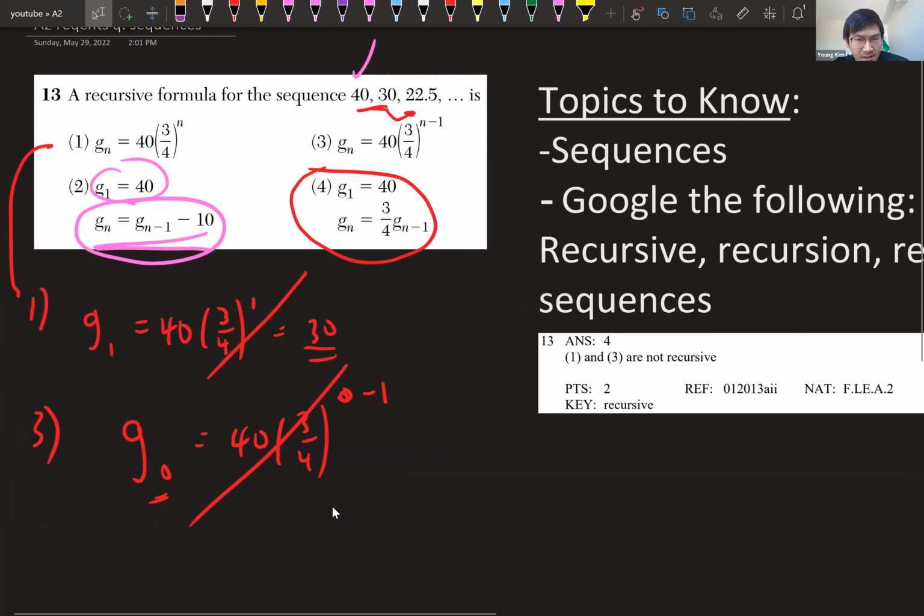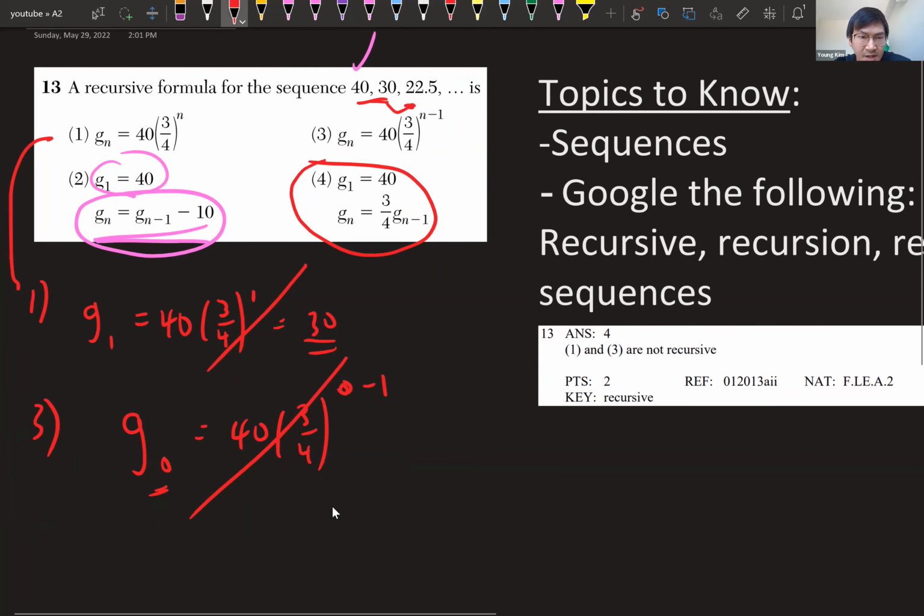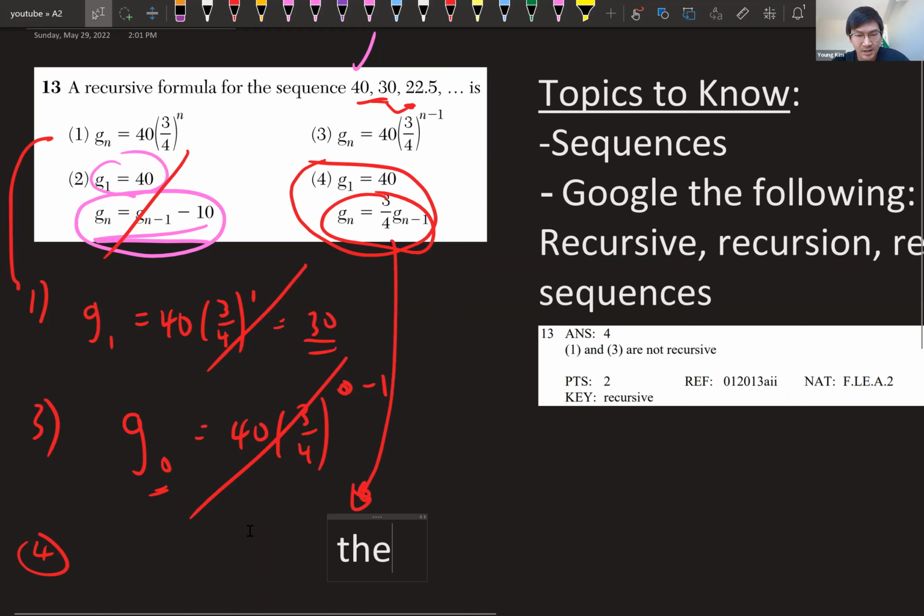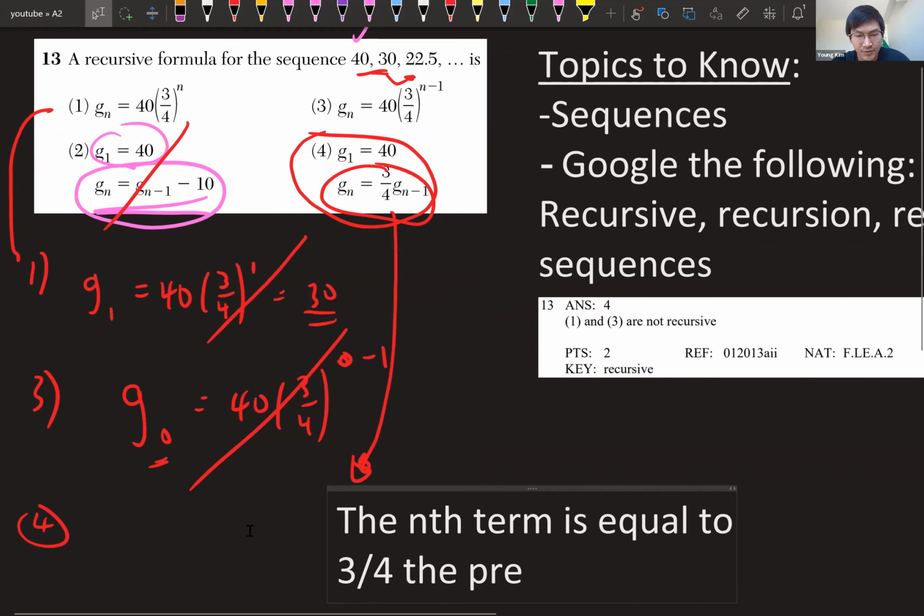All right, so then, process of elimination, this can't be 2, it's got to be 4, because that's the last choice. But you could also go through this. First check, the initial value is 40. Yes, it is. g sub n is equal to 3/4 times g sub n minus 1. Let me just write this in English. This equation here is saying that the nth term is equal to 3/4 the previous term, in other words, the n minus 1 term.